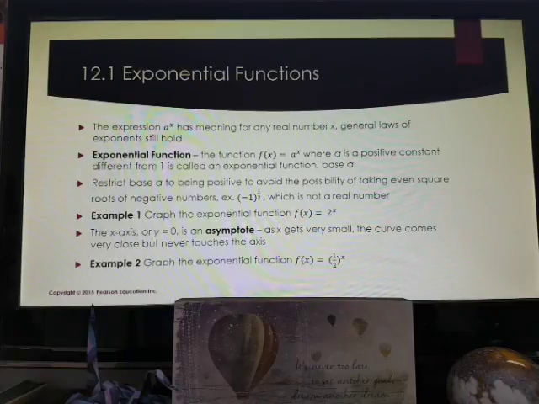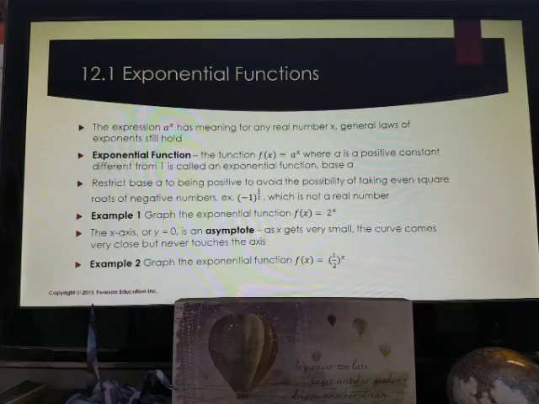The reason that we say that the base, or the a value, must be positive is that we want to avoid the possibility of taking an even square root of a negative number. Because as you know, we can't take an even square root of a negative number. So for example, if you let a be negative 1, and your x value is 1 over 2, which as we know, raising something to the 1 over 2 is the same as taking the square root of it, you cannot take the square root of negative 1. It's not a real number.